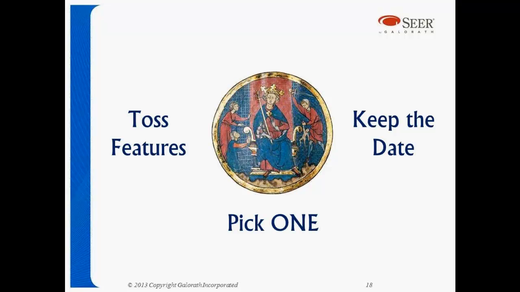Another key lesson learned, from a great book by Joe DeMarco of Rational Software, who never missed a project deadline, is that he never missed one because he tossed features. He made the date. He just went back to his key stakeholders and said, okay, what do you want to get rid of? So King Solomon has age-old advice to teach us in project management. Toss features, keep the date. Pick one. You don't get both at the same time.